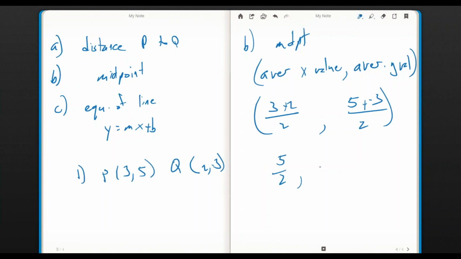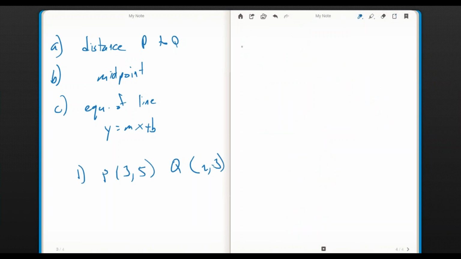5 over 2 for the x value, 2 over 2 for the y value, or, probably most simply put, 5 over 2 and 1. So that's the midpoint between them. And when you think of midpoint, if you'll just think of the average of each of them, remember that average means you add the numbers together, divide by 2. It's a very simple process. Just trying to think of ways to help you remember which formula to use and what it all means.